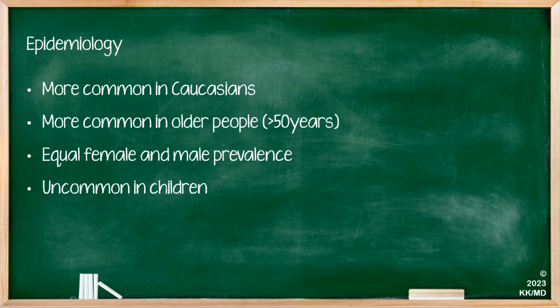In terms of its epidemiology, it is more common in Caucasians, which is quite a contrast with SLE and cutaneous lupus, which are more common in non-Caucasians. Drug-induced lupus is also more common in older patients, especially above 50, which is again a contrast with SLE and subacute cutaneous lupus, which is quite common between the ages of 30 and 40. It has an equal prevalence amongst men and women, and it is quite uncommon in children.